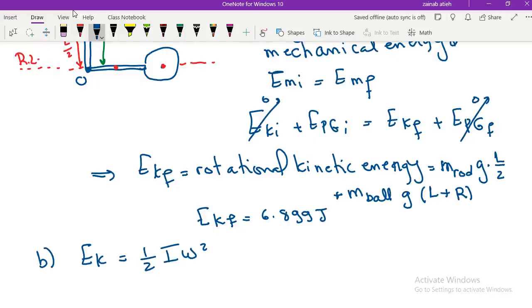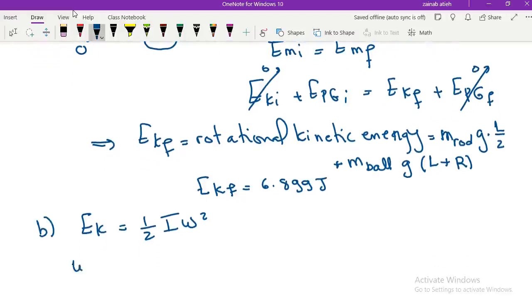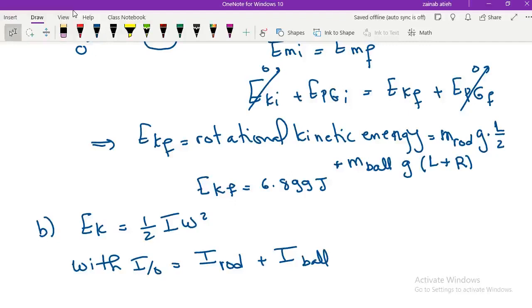So in my case I will write down I with respect to O, the moment of inertia with respect to O, is the moment of inertia of the rod plus the moment of inertia of the ball. Remember that when I explained the moment of inertia, I said if I have a system of particles, the moment of inertia of my system is simply the sum of the moments of inertia of the particles of the system. Here I have two things, rod and ball. So the I of my system is the I of the rod plus the I of the ball, of course with respect to O. Don't forget with respect to which, because the value of I changes depending on the position of the axis of rotation.